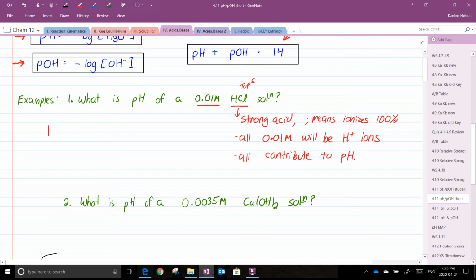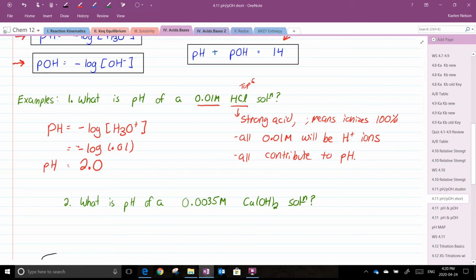Okay, so to solve for pH, we'll use our equation, negative log H3O. And remember that when H plus is put in water, it becomes H3O. So we'll do negative log 0.01. And then in our calculator, you should get an answer of 2.0. So this negative here, if you've done it right, will cancel out. So you can either type in negative log brackets 0.01, or if your calculator is the other way, you do 0.01 log negative.